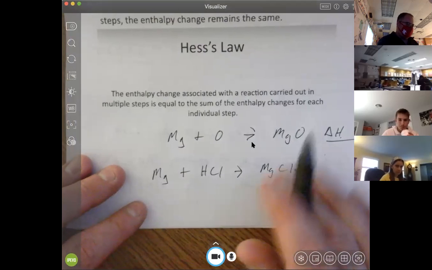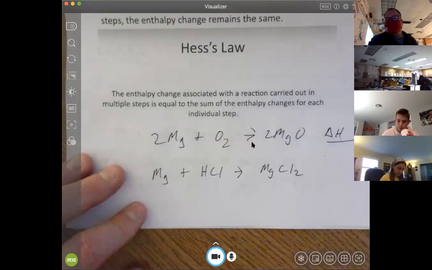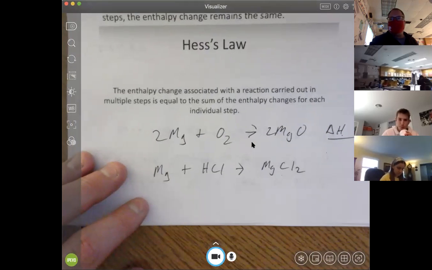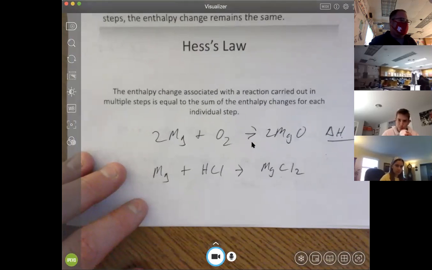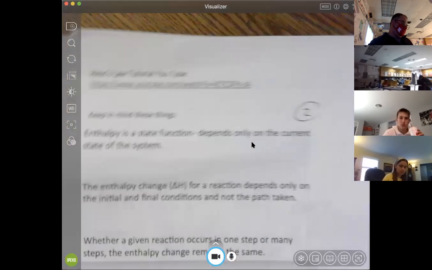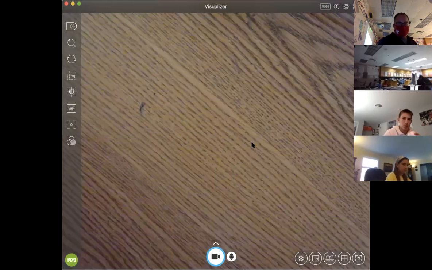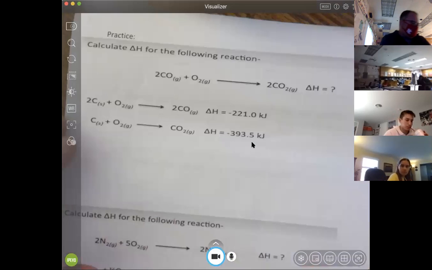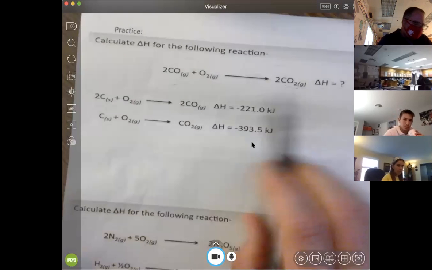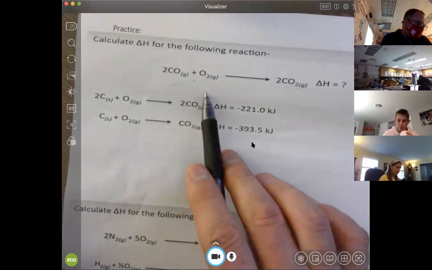We can't do this reaction directly because we can't burn magnesium in water. What will happen if we try to light magnesium and then put it in the water? What will happen to the magnesium? It'll go out. So we can't do it. So we need these little tiny step reactions, and with these, we can basically determine this one jump.